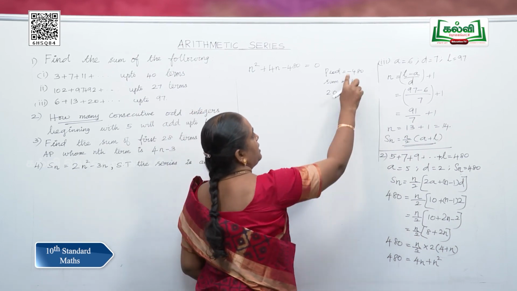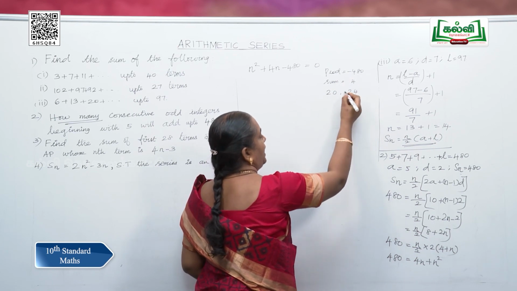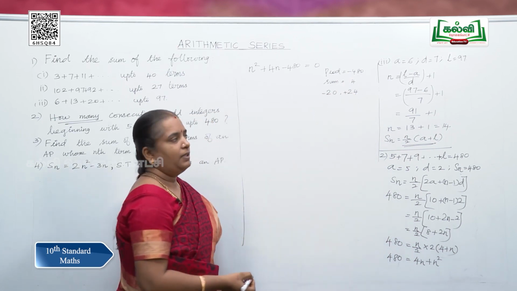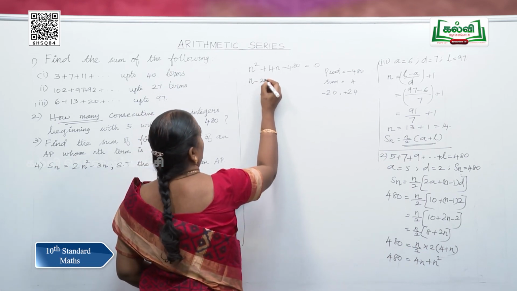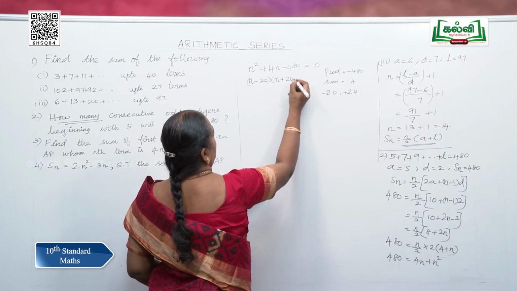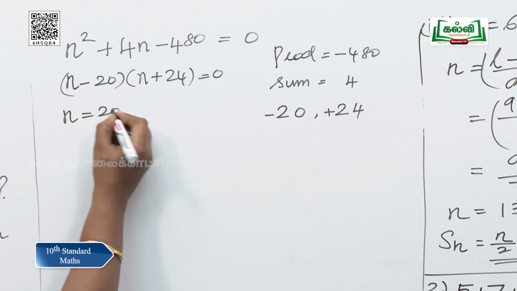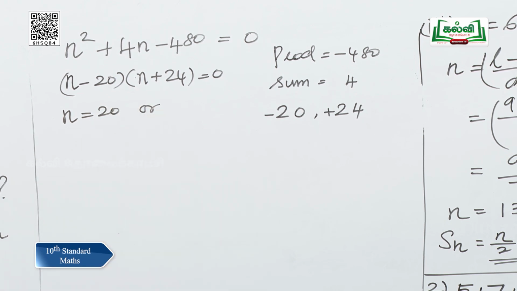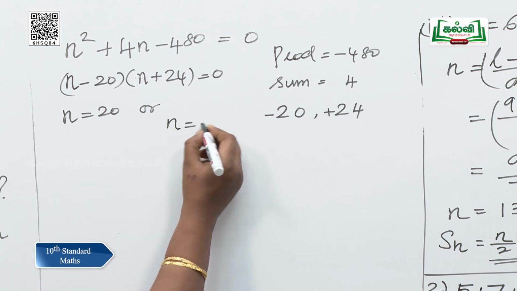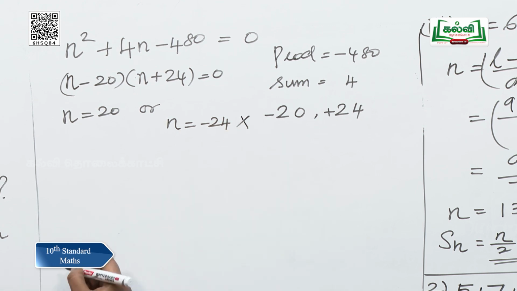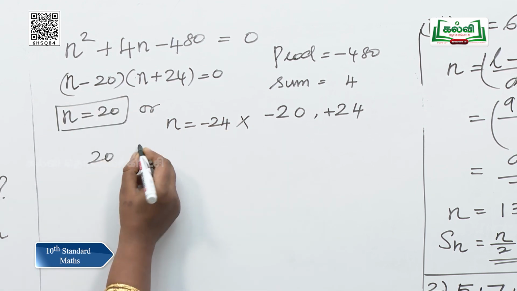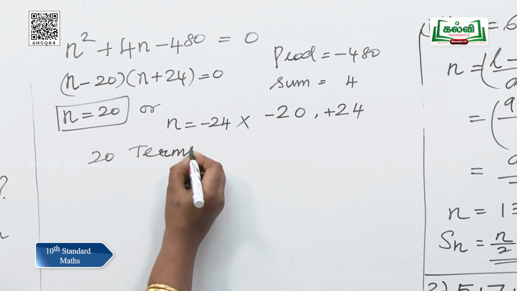What should be the sign? So product is negative, sum is positive. So the larger number is positive and the smaller number is negative. So we have to write it as (n minus 20) into (n plus 24) is equal to 0. So we can have either n is 20 or n is, what is this? Minus 24. Do we get a minus number for n? So there are how many terms? So it is natural. So we don't have any negative number for n. So we are going to leave this and we have to say that there are 20 terms. Okay. Is it clear, students?